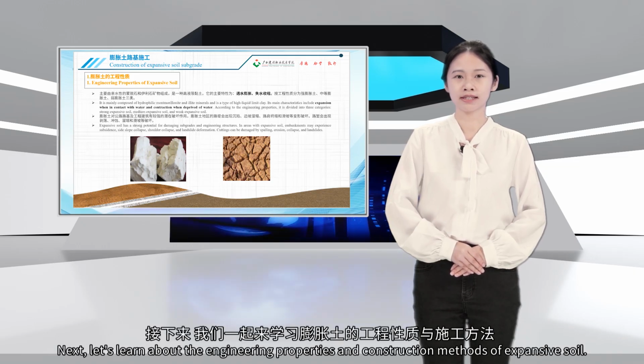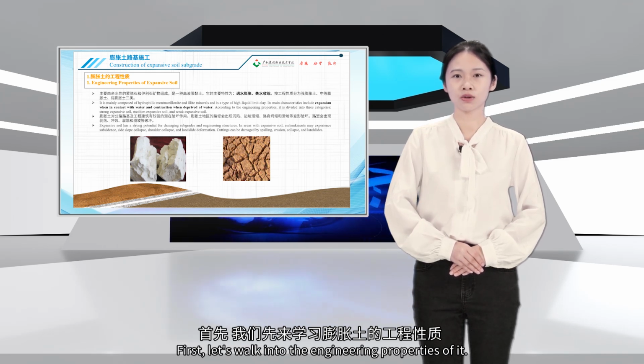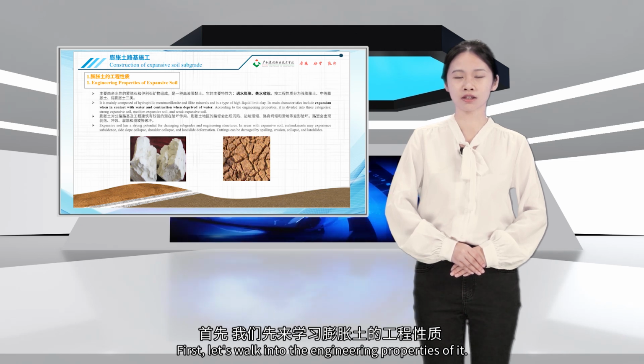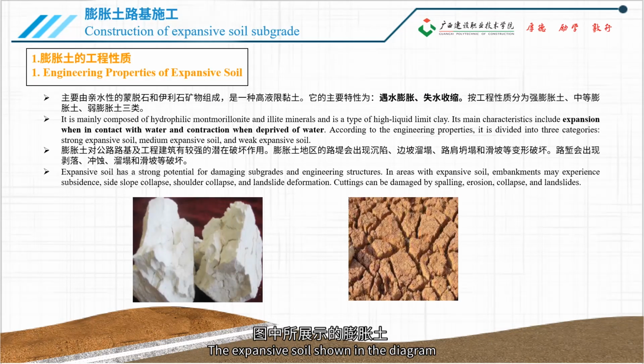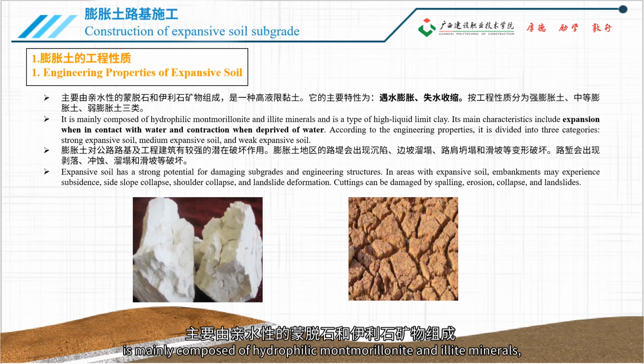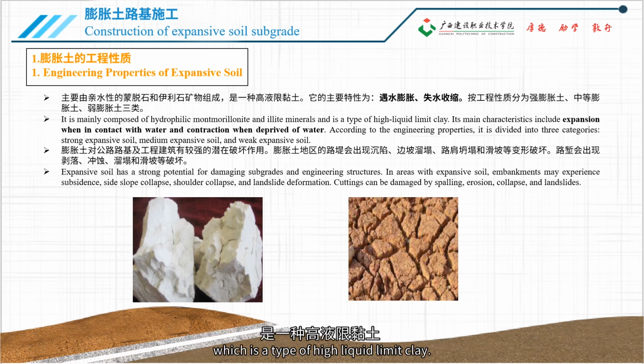Next, let's learn about the engineering properties and construction methods of expansive soil. First, let's walk into the engineering properties of it. The expansive soil shown in the diagram is mainly composed of hydrophilic montmorillonite and illite minerals, which is a type of high liquid limit clay. Its main characteristics include expansion when in contact with water and contraction when deprived of water.